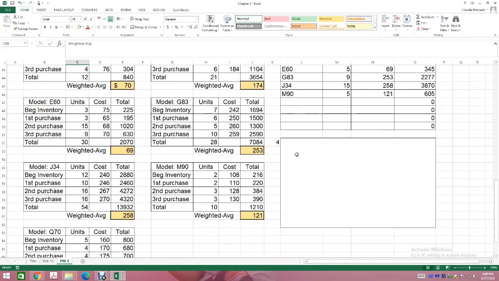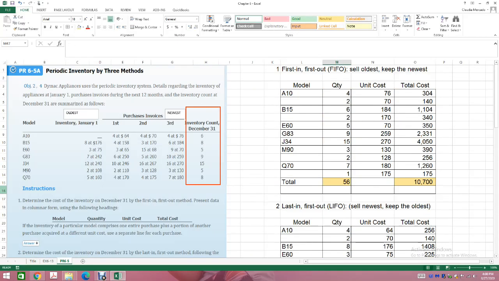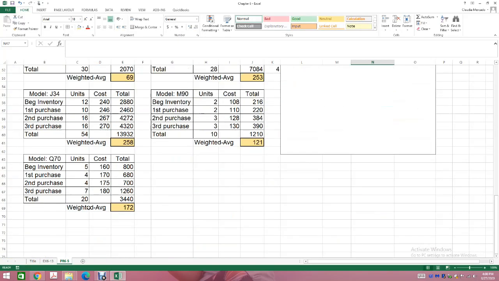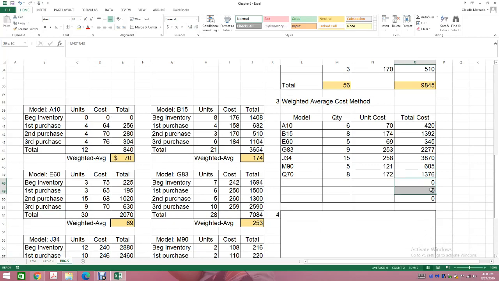Okay, so we're doing the last one, which is model Q70. How many units did I have left for Q70? I had 8 units left. So I had 8 units at $172 a piece. That's my weighted average cost. That's going to give me $1,376. Okay, so now I can get my total. So my total units, I'm going to add them together, and that's 56, which should be the same for all 3 methods. And then my total cost is $10,285.